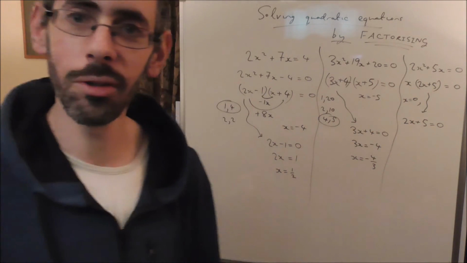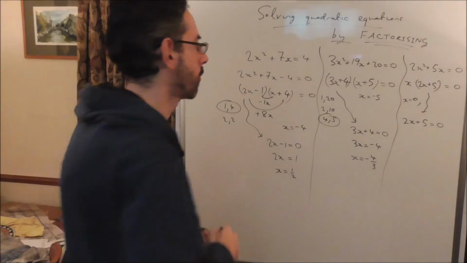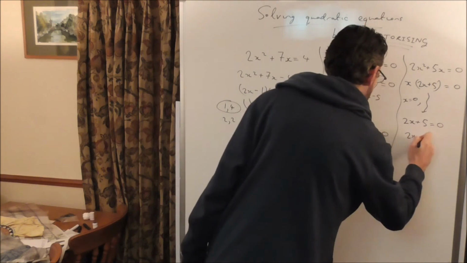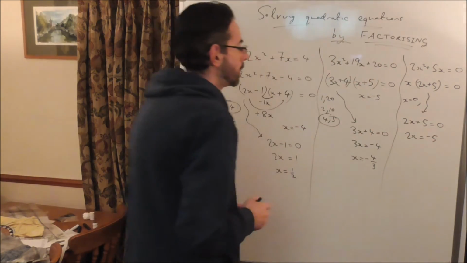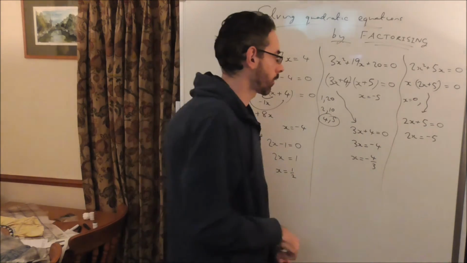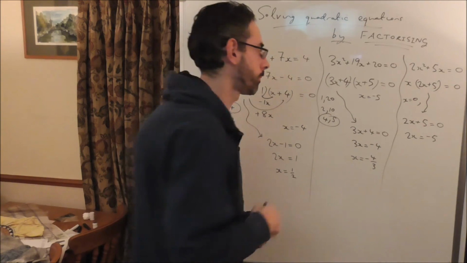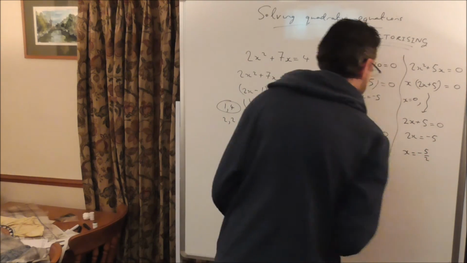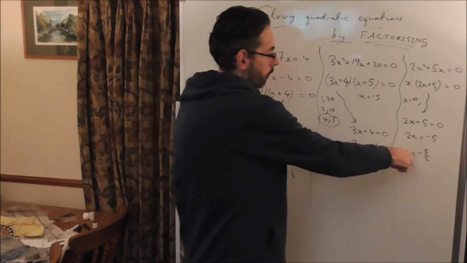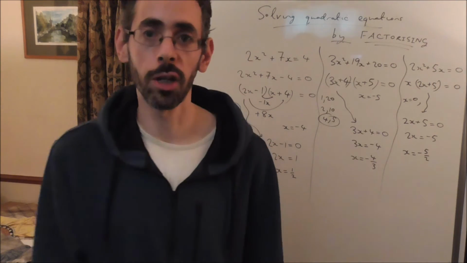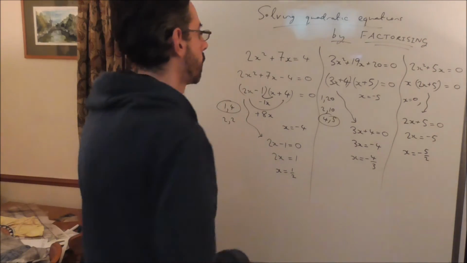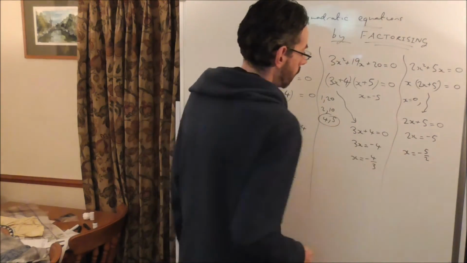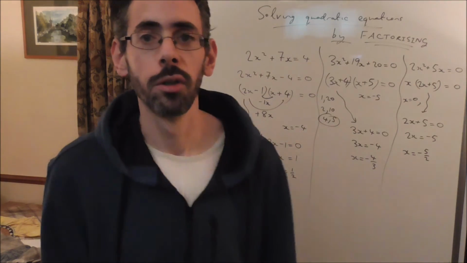So to get x on its own, first step, you can just take away 5 from both sides. So you get 2x equals minus 5. And then the next step is just divide both sides by 2. And you get x equals minus 5 over 2. That's the same as minus 2.5, but you can leave it as a top-heavy fraction like that. So the two solutions are x equals 0 and x equals minus 5 over 2.